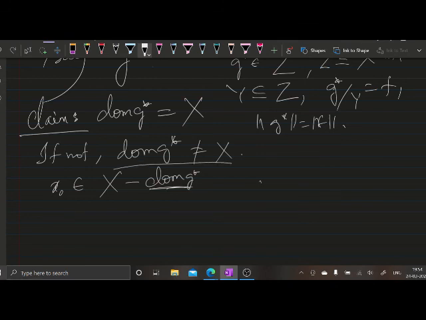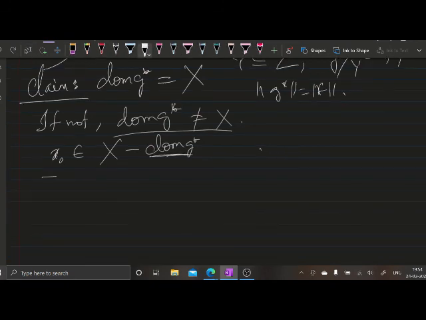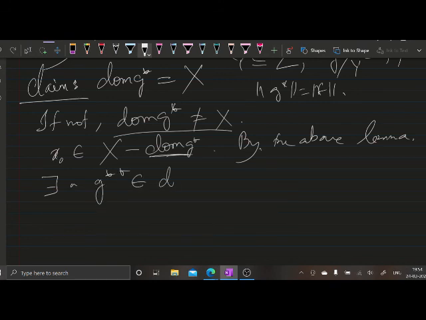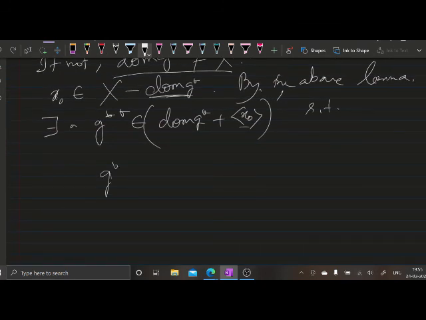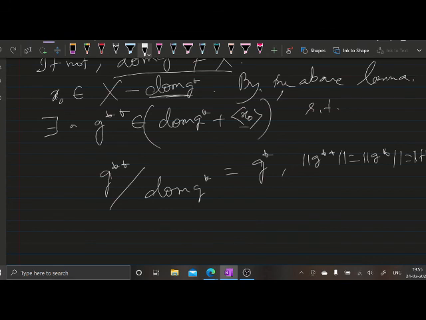So, for this X naught, by the above lemma, you can apply the above lemma here. What you can get? So, there exists a G double star belonging to the dual of the subspace generated by domain of G star plus this X naught, such that if you take the restriction of G double star to domain of G star, then this will give you G star, and the norms will be the same, norm of G star, which is equal to norm F, right.